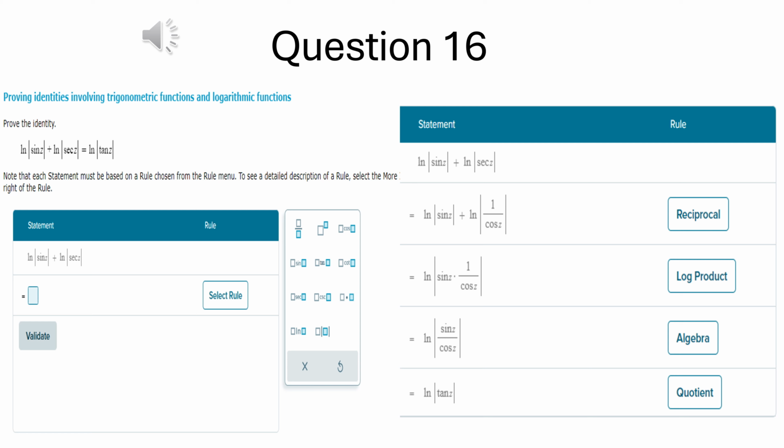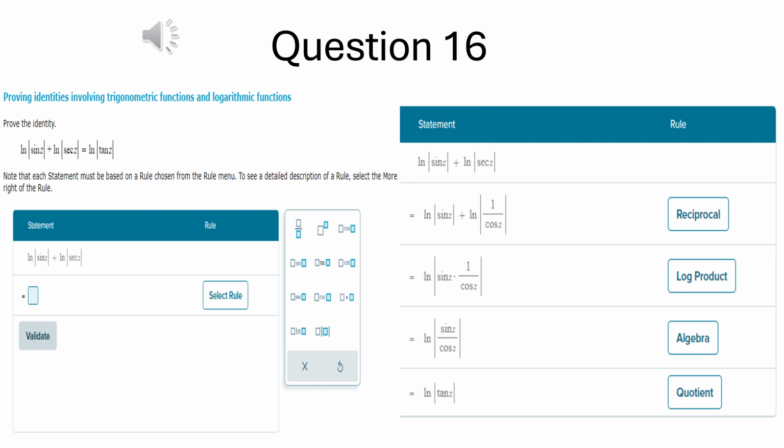You have to remember the logarithmic function. So you have logarithm of sine plus logarithm of cosecant, sorry. Now you apply the reciprocal in order to convert everything using sine and cosine. So logarithm of sine plus logarithm of 1 over cosine, reciprocal.